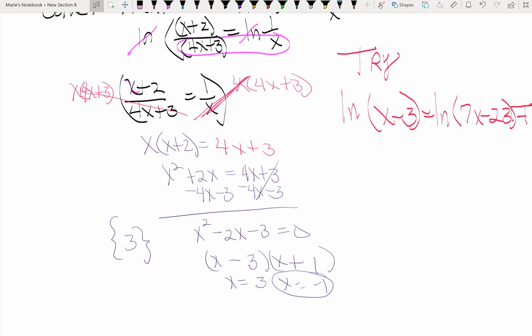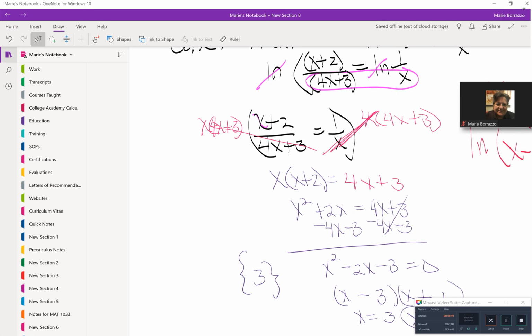Let me switch pages. This is getting overwhelmed. Give me 1 second.